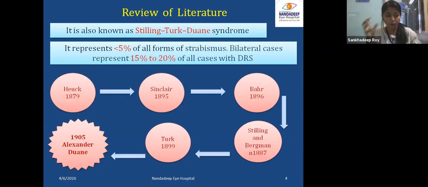And when I talk about syndrome, it is not only the ocular position. If it is a syndrome, then apart from the ocular findings, neurological things, limbs, ribs, feet and fingers can also be affected. That will come later. So altogether, this is called Duane retraction syndrome. Is it clear why this is called DRS?